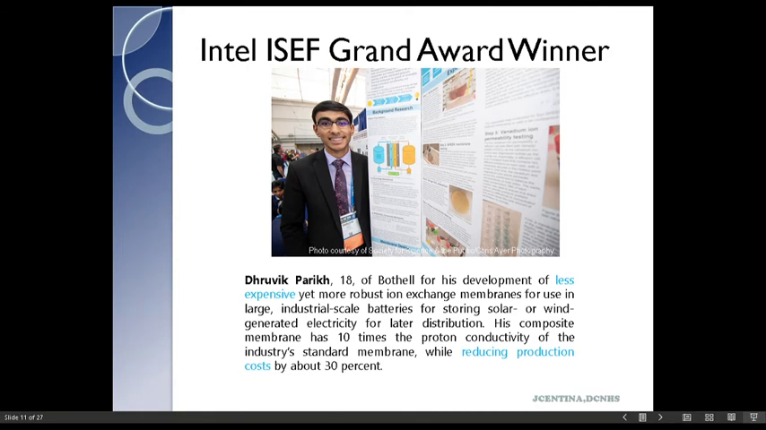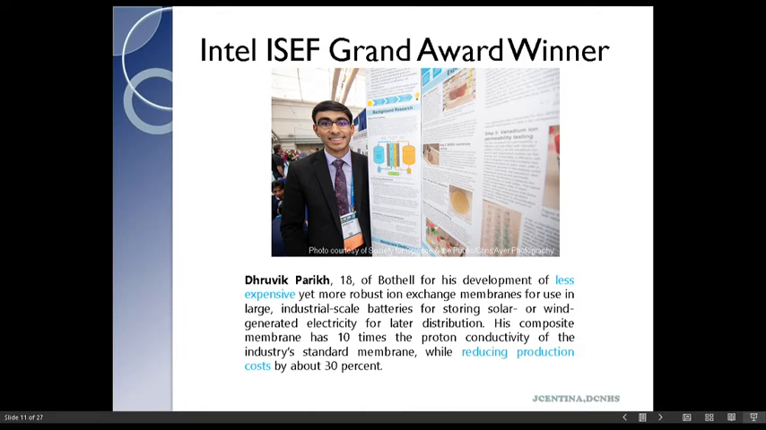Okay, so what is the study all about? An 18-year-old, senior high school student of Bothell, developed less expensive, take note of the highlighted word, yet more robust ion exchange membranes for use in large scale, industrial scale batteries for storing solar or wind generated electricity for later distribution. His composite membrane has 10 times the proton conductivity of the industry standard membrane, while reducing production cost by about 30%.